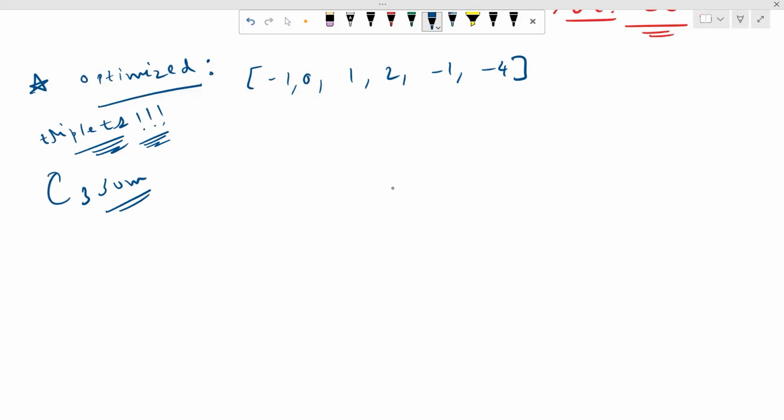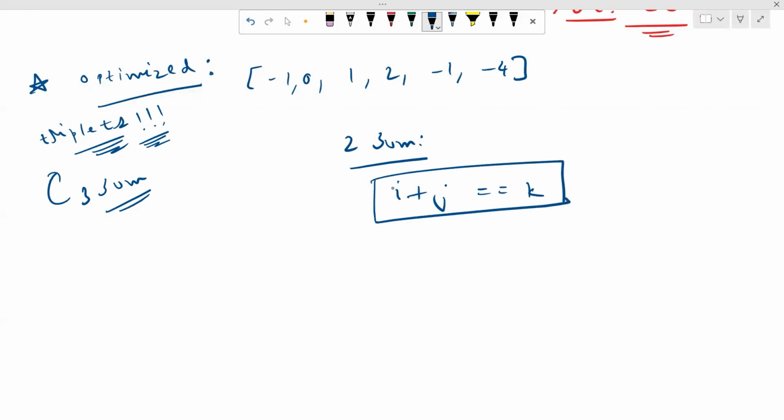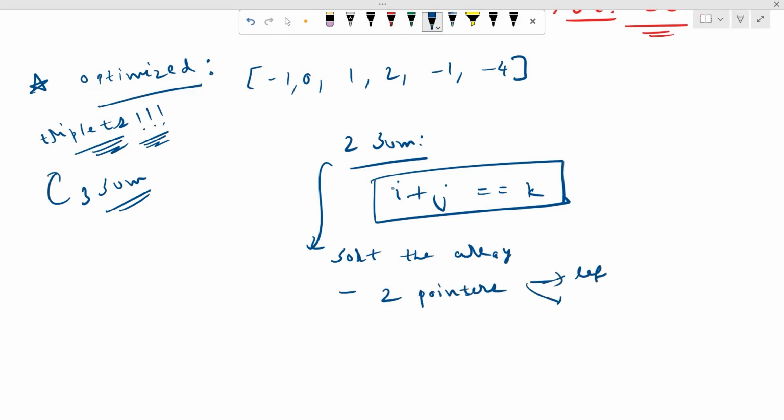Before moving to the optimized approach, let's talk about the two-sum problem. In the two-sum problem, what do we need to find? We need to find two numbers such that their sum will be equal to the target, right? So for two-sum, what will be the optimized approach? We just need to sort the array, and after this, we create two pointers. The first one is the left one and the second one is the right one.